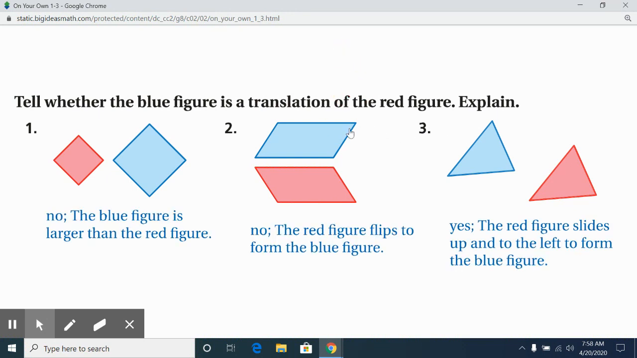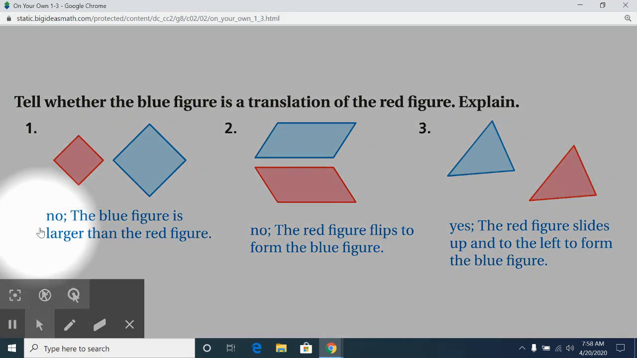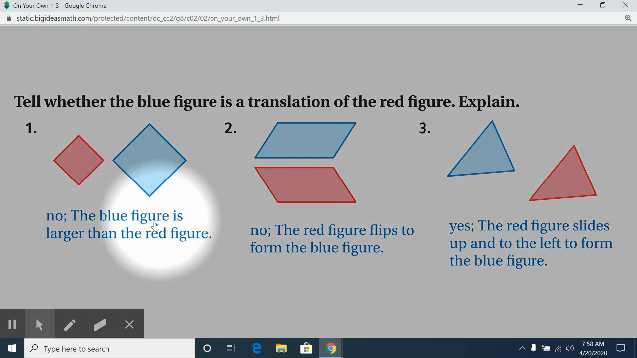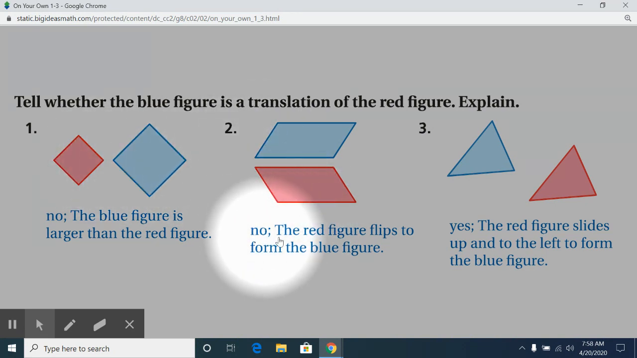All right, so number one, let's read this. Number one says, no, the blue figure is larger than the red figure. Okay, so this is a different type of transformation than we're talking about today. This is not a translation. Okay, can't be bigger. Number two, no, the red figure flips to form the blue figure. This is something called a reflection. So that is obviously not a translation.